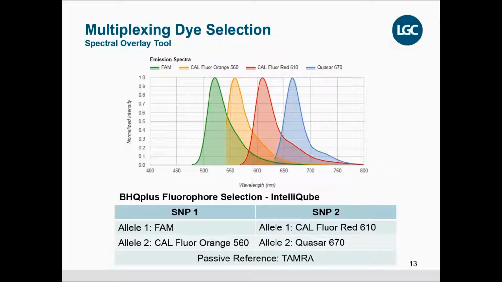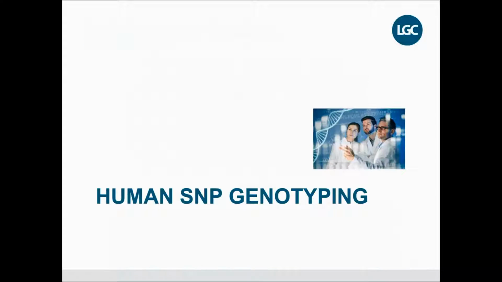So when we talk about multiplexing for SNP analysis, we can break that down, and the dyes we use I've broken down in the table at the bottom. For the first SNP, allele 1, we can use FAM, allele 2, CalFluor Orange 560, and our second SNP, in the same well, we can use CalFluor Red 610, Quasar 670, and we use a passive reference, in this case, TAMRA. And what I'm showing here is the emission spectrum of those dyes, and you can see how those are separated out.